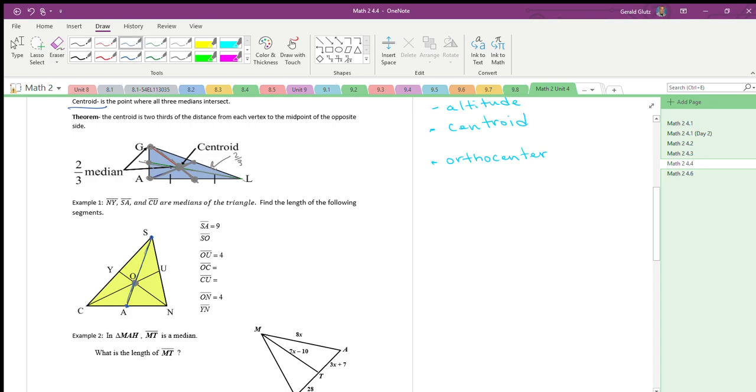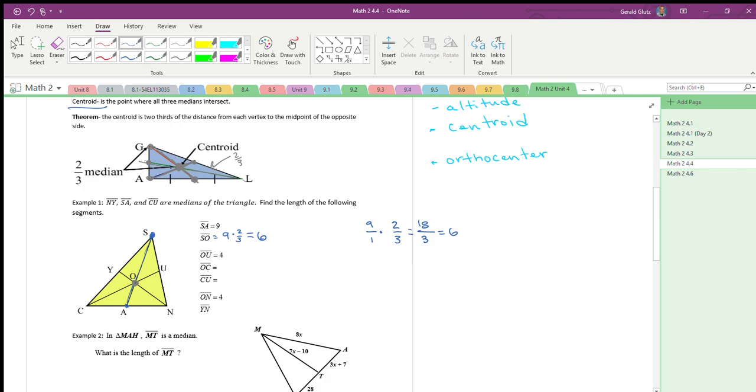What I was just saying with that 2/3 thing is that the distance from vertex S to the centroid is 2/3 of the length of S to A. So to figure out what SO is, I would have to multiply 9 times 2/3. If you have trouble multiplying fractions times whole numbers, just make 9 a fraction, so 9 over 1, and then you just multiply across. So 9 times 2 is 18, 1 times 3 is 3, so that'd be 6.